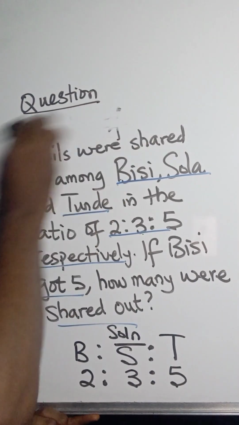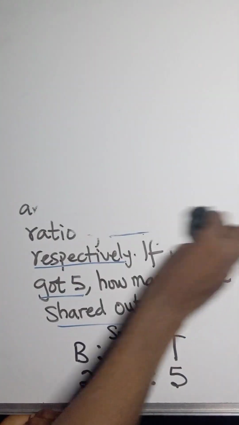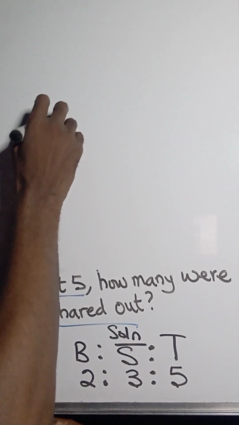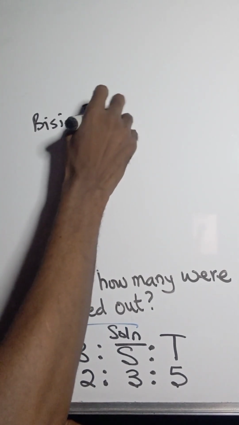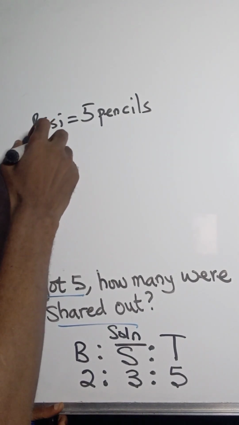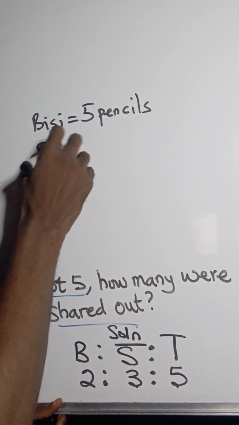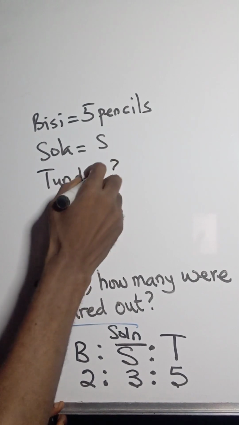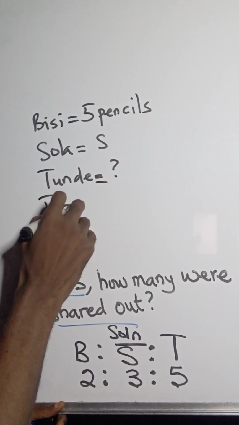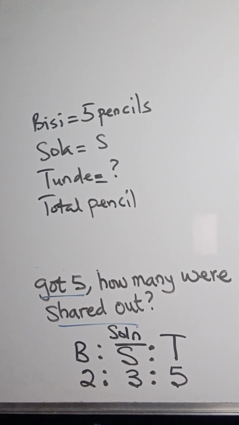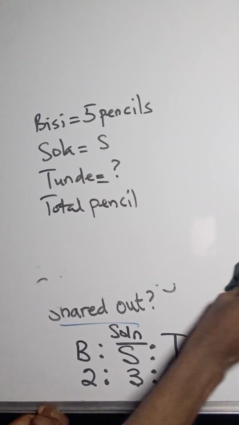Now, if BC got 5, we can see that BC got 5 pencils. We don't know that of Sola, and I don't know that of Tunde. But the question asks: how many pencils were shared out? So we want to know the total pencils shared out.